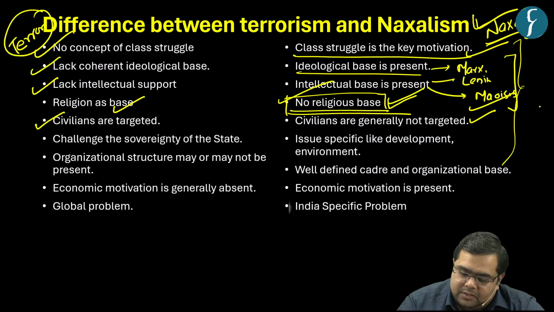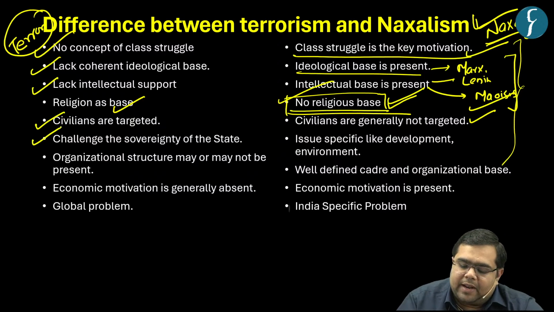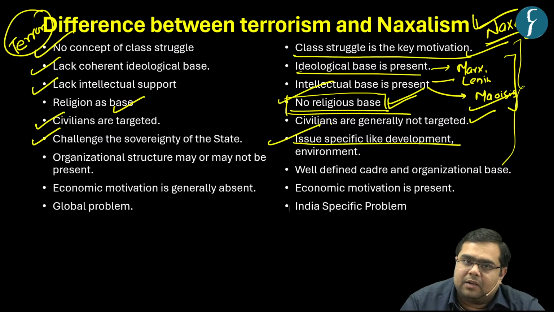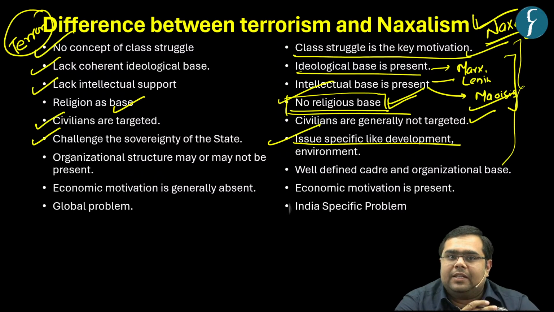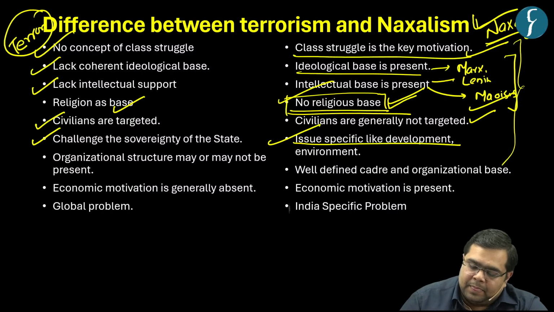Now let us see another difference. Terrorists directly challenge the sovereignty of the state. However, in the case of Naxalism, they go for issue specific agendas. They are not about challenging the sovereignty of the state per se. They focus more on issues like developmental issues, environmental issues, government clearance to new projects in the greenfield area, and so forth.